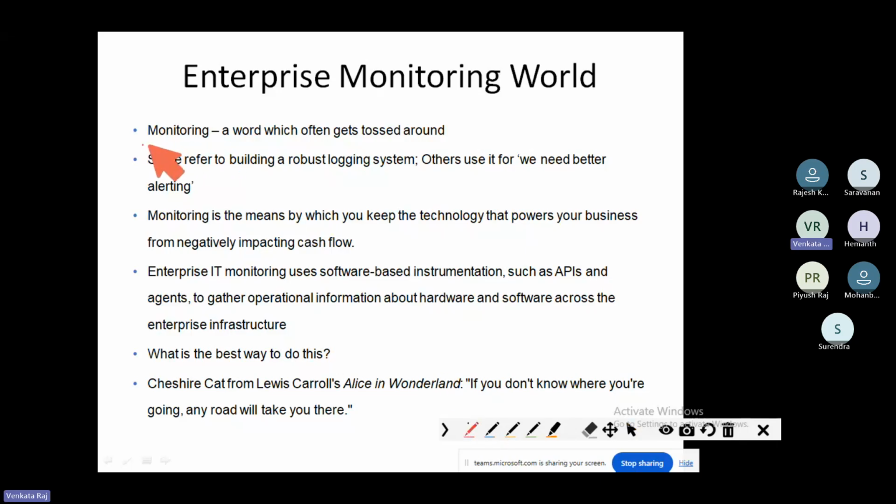Guys, monitoring is a word which often gets tossed around. Everyone, tell me your thought. Whenever you are working in a project, do you think people take monitoring very seriously?